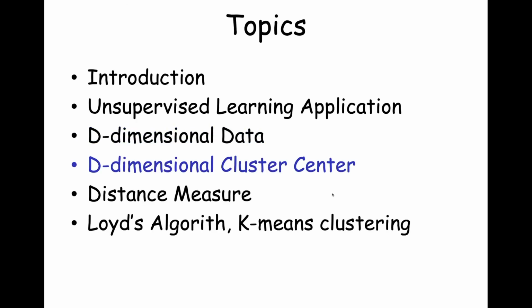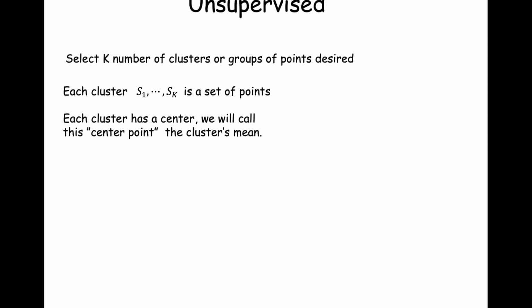So let's continue on. Let's take a look at the cluster centers. So we have some number of clusters, k many of them. You could call them groups of points, and this is what we desire. Now each cluster has a name, S1 for the first cluster, S2 for the second cluster, etc., up to and including S sub k, where S sub k is that kth group of data points. And so each cluster has a center. We're going to call this the cluster's center point, and we're going to calculate the cluster center point as the mean, specifically the sample mean, of all of the points within the cluster.